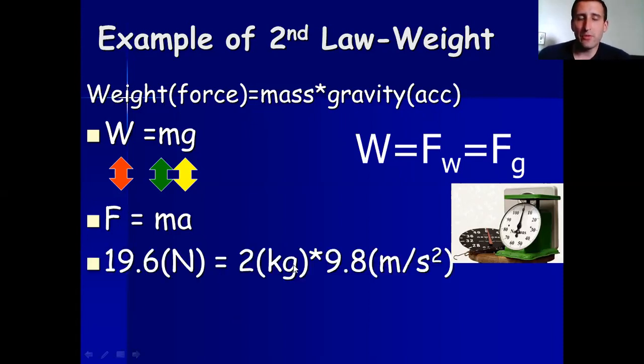So here's an example. If you had a 2 kilogram object sitting on that scale, 2 times 9.8 meters per second squared would give us 19.6 newtons as our force, our weight of the object.